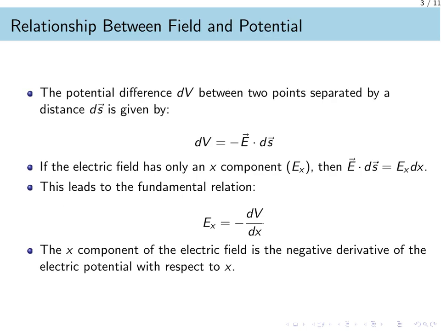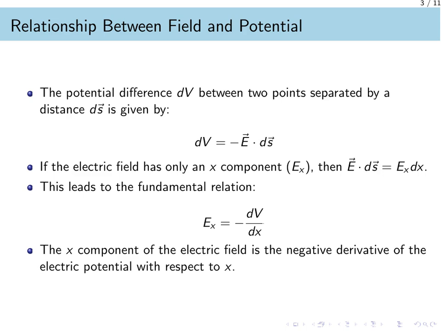To understand the relationship between the field and potential, we look at the potential difference, dV, between 2 points separated by an infinitesimal displacement vector, ds. dV is defined as the negative dot product of the electric field and the displacement. If we simplify the scenario to a case where the electric field only has an x component, the dot product reduces to the magnitude of that component times the change in x. This leads us to a fundamental calculus-based relation.